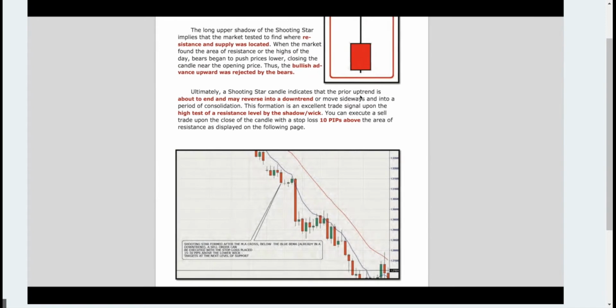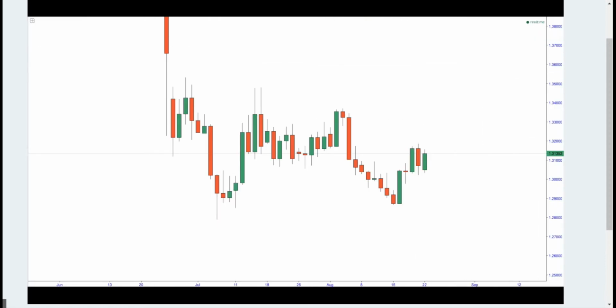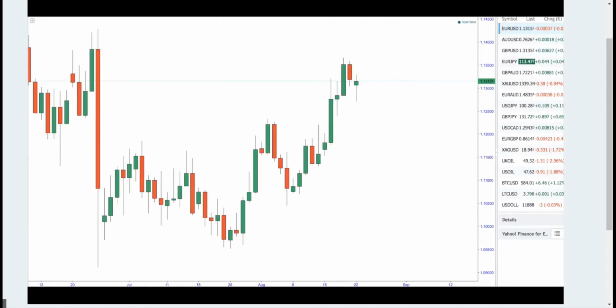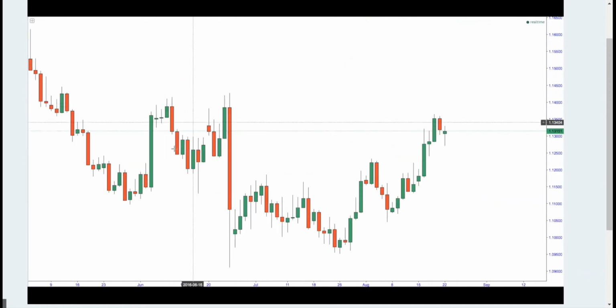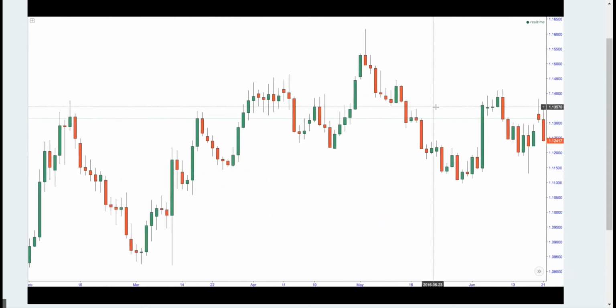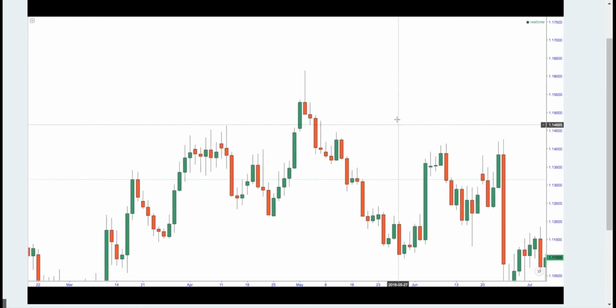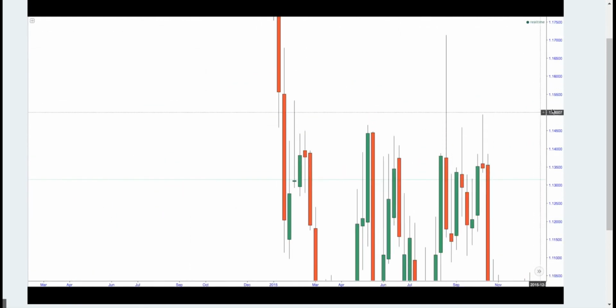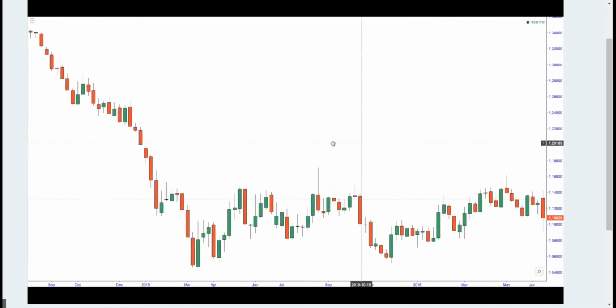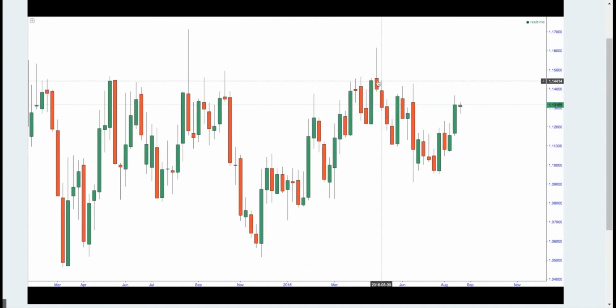So let's say we found a shooting star at resistance on GBP USD or Euro for the week ahead. If I just pull up the Euro for a moment, let me just find a shooting star. Okay, so there's one over here. We've got that shooting star there, and this is a daily time frame. If I just go to a weekly, I know there's many of these on the weekly time frame. Okay, so there's one here on the weekly time frame.